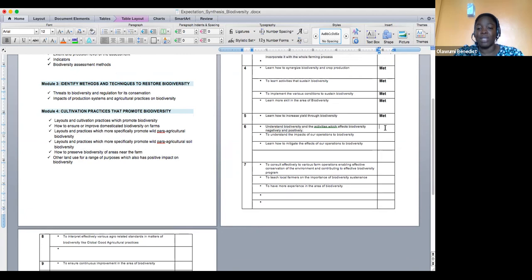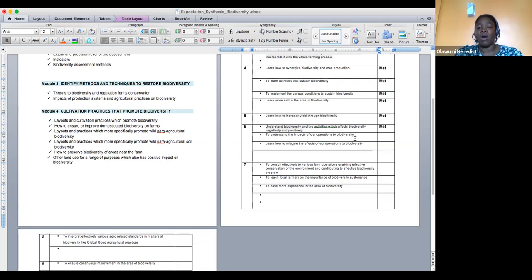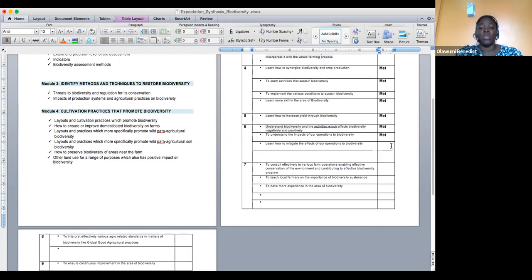So to understand biodiversity and the activities which affect biodiversity negatively and positively. Was this expectation met or unmet? It was met. To understand the impact of our operations on biodiversity, was this expectation met? How the different operations that we are carrying out in our different horticultural farms impact biodiversity, was this expectation met? Yes, it was met. Okay. To learn how to mitigate the effect of our operations on biodiversity, was this expectation met?